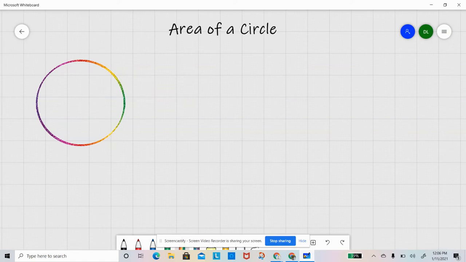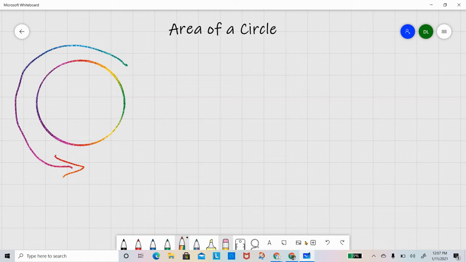Well, welcome back. Today we're going to be talking about the area of a circle. Now, in our previous screencastify, we talked about the circumference of a circle. And we talked about how circumference of the circle was the distance around the circle. Well, today we're going to talk about something just a little different.